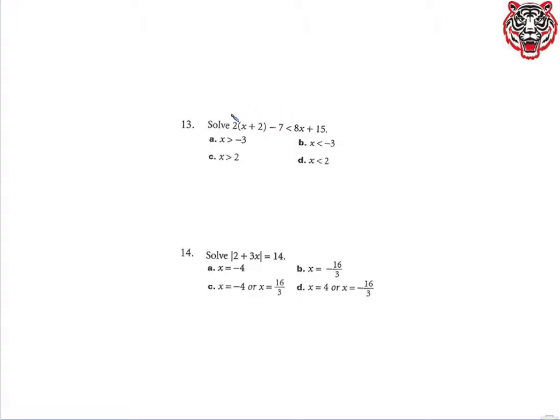What do we do to both sides? Well, let's get this distribution done first. So, distribute the 2. I'm not pronouncing it right. Distribute the 2 and the left-hand side is equal to 2x plus 4, plus 4 minus 7, and I'm just rewriting the rest. Mine is less than 8x plus 15.